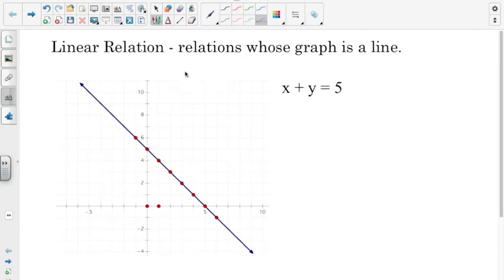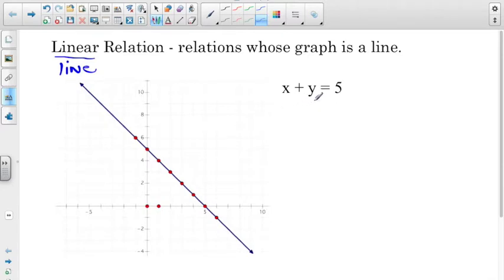So the first lesson was about relations and functions. This lesson is going to be about linear relations. As the term would mean, if I see that term linear, that means line. So what we're going to have here is a graph of a line.